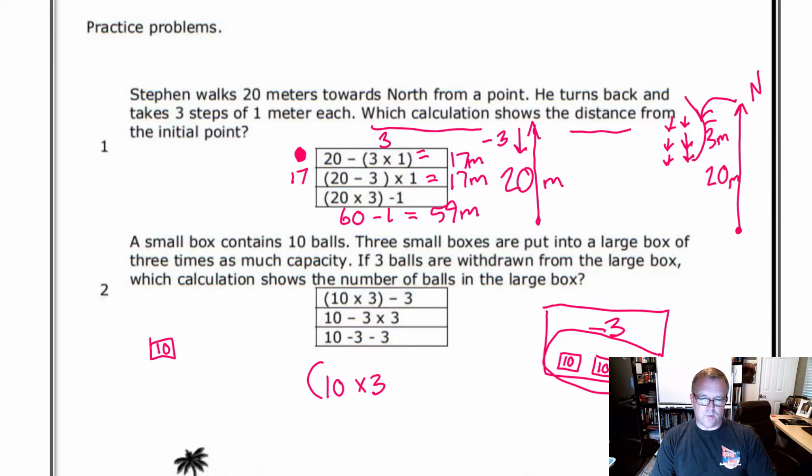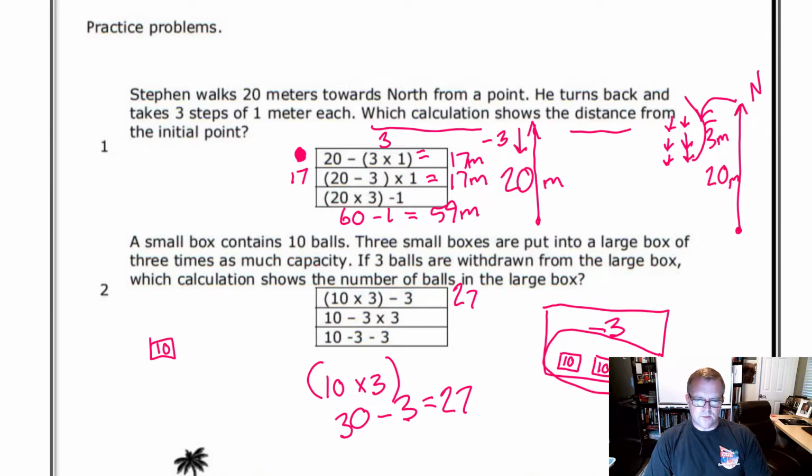And if we just think about it, we know we started with 30 balls, right? We had 10 times 3, 30. And then we subtracted 3. And that would equal 27. Okay, so our answer should be 27 balls.